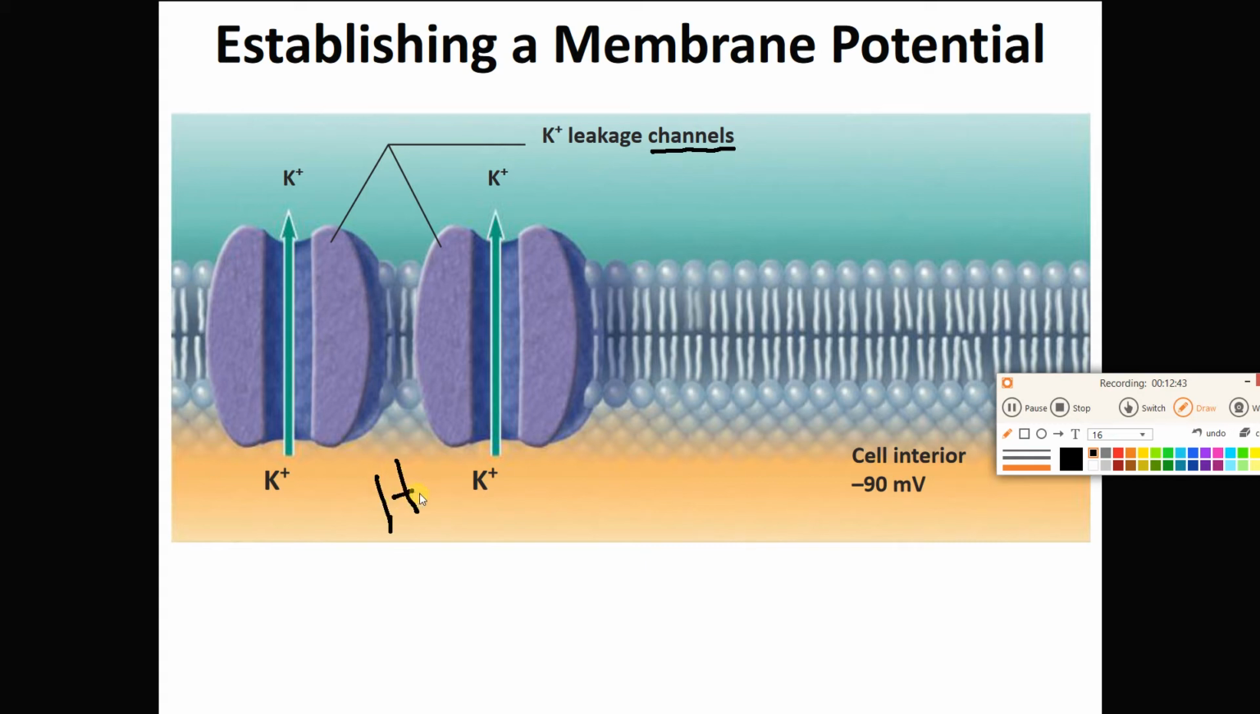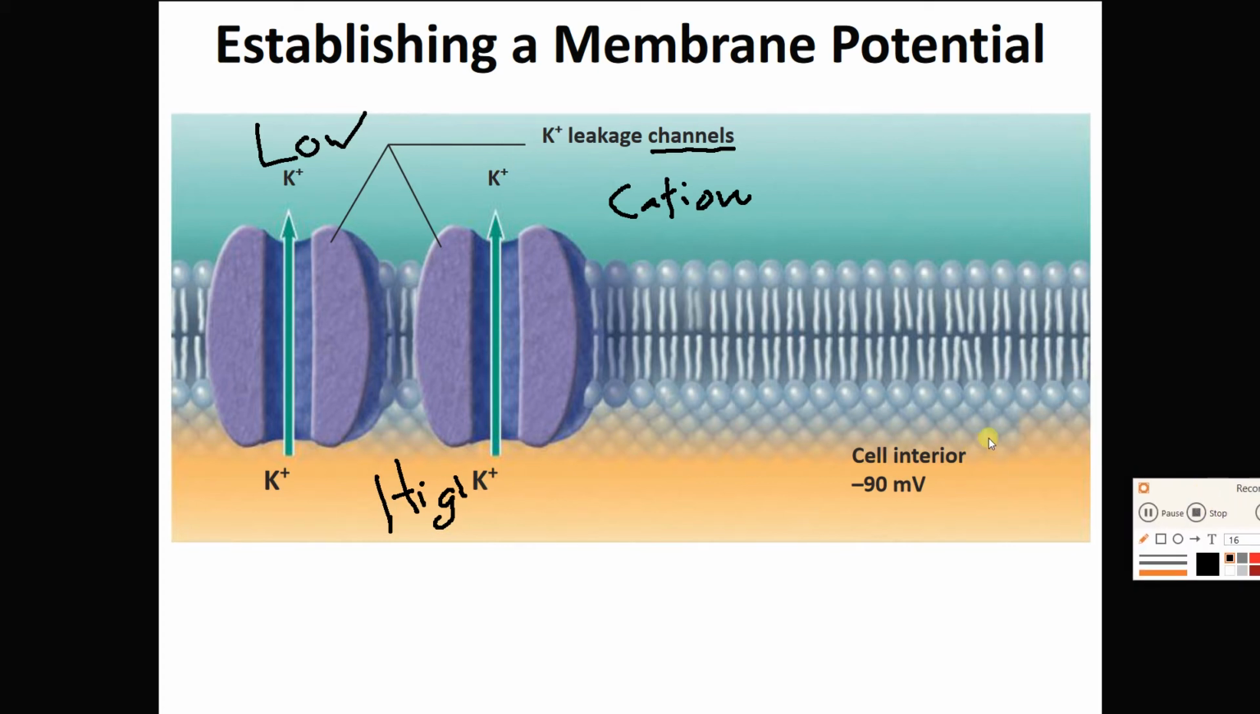Inside the cell, we have a high potassium concentration. Outside the cell, we have a low potassium concentration. So potassium is always leaking out. And when potassium leaves, look, potassium is a positively charged ion, which you may remember from chemistry class is called a cation. And when that positive charge leaves, it makes the interior more negative. In fact, if we stopped right now, the membrane potential, the electrical difference right now, would have a value of negative 90 millivolts.